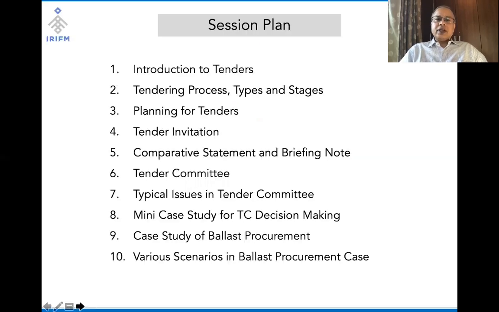This course has 10 sessions, beginning straight from introduction to tenders, the tendering process, how to plan for tenders, how to invite tenders, evaluating tenders, and then we move on to 3 or 4 case studies. The most common item which is procured in railway scenario is ballast, and we are going to discuss multiple scenarios of ballast procurement.